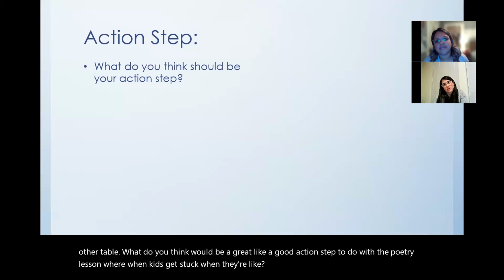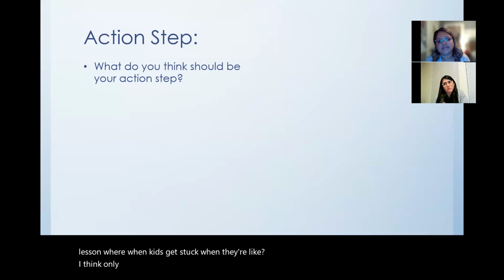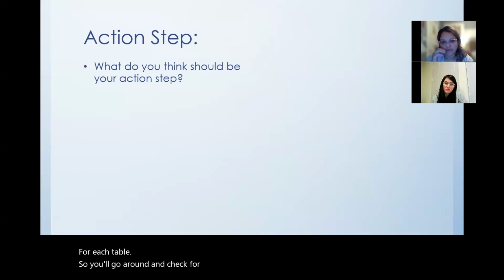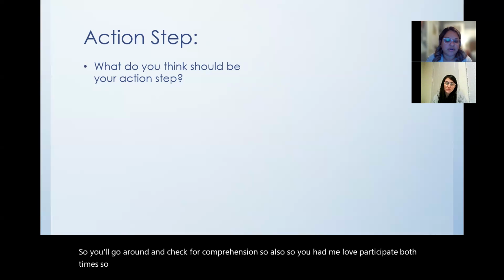Well, I think in this case, I will try to reteach them table by table. For example, in this case, the author's purpose. If they didn't get it, we will try to review it together, reteaching each table to see if they get it. Okay, so you'll go around and check for comprehension. So you had Mila participate both times. The first time she went up, she wrote her notes, and the second time she answered the question. Addressing that, what action step do you think we should take?